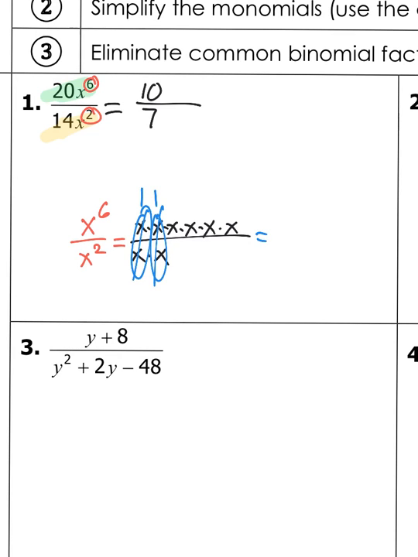So what would you be left with? 1 times 1 times x times x times x times x. So you'd be left with x to the 4th. Hopefully, you're saying to yourself, oh, yeah, I remember, you just do 6 minus 2. You subtract the exponents to get your answer, which is x to the 4th. And seeing as how it's x to the 4th on the top, that would go up there. And that's number 1.